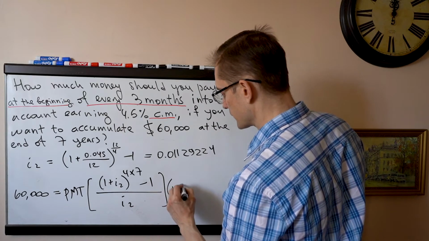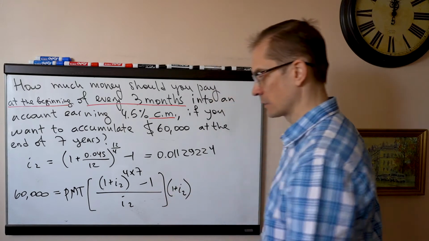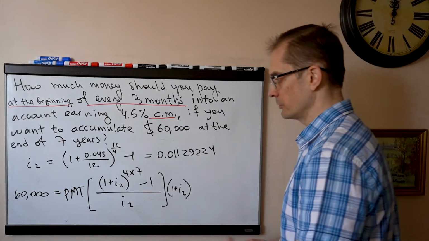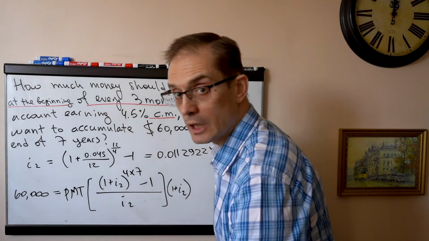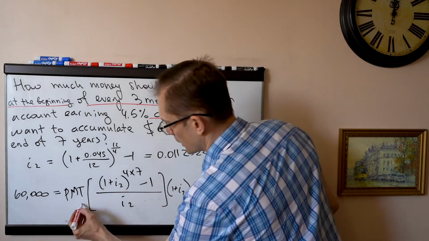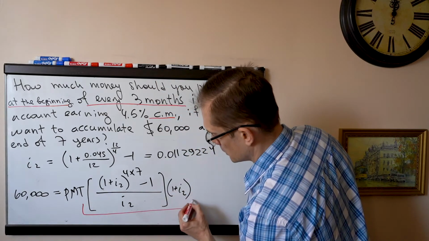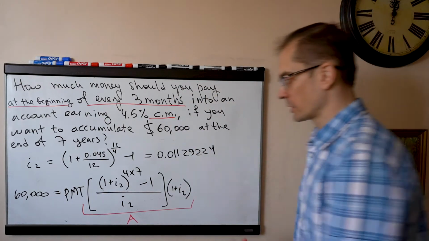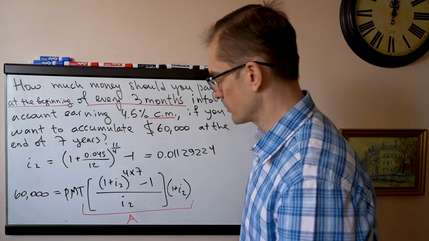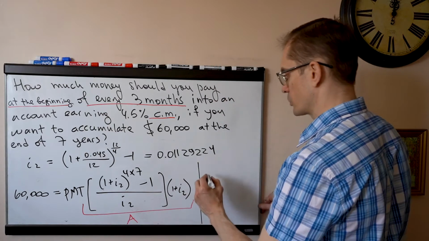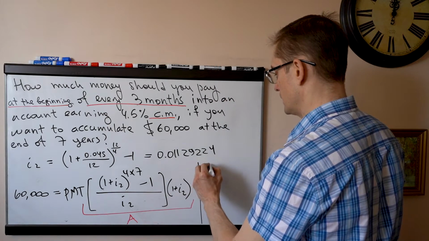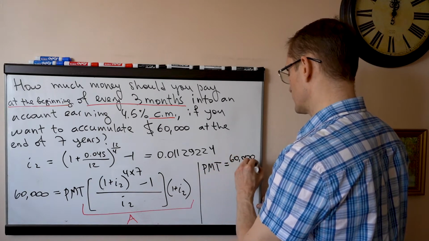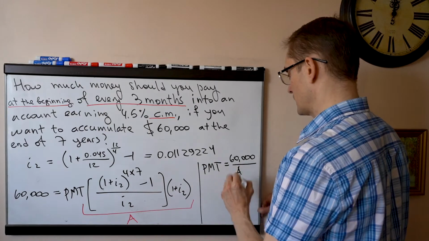Also 1 plus I2. Why? Because that's a due annuity as well, right? If it's a due annuity, we need to multiply by this 1 plus I2. Now we will denote this as our A. We'll compute this A. It will be the same process, after which we'll find PMT. So PMT will be $60,000 divided by this A.